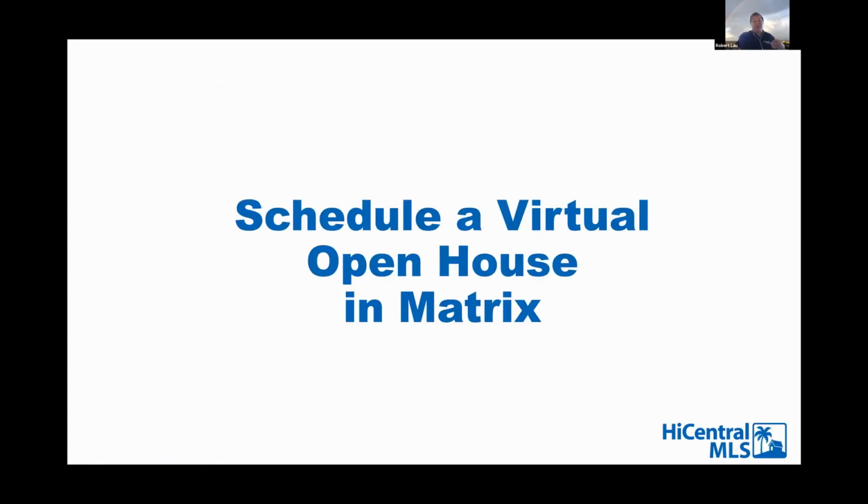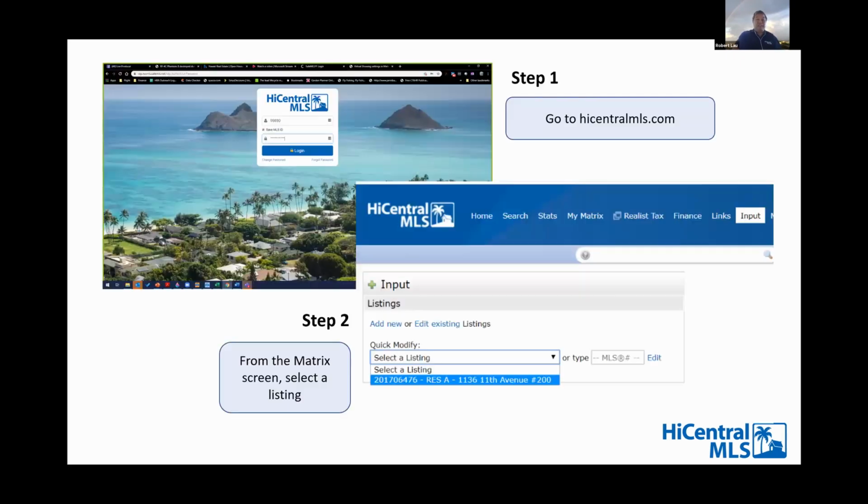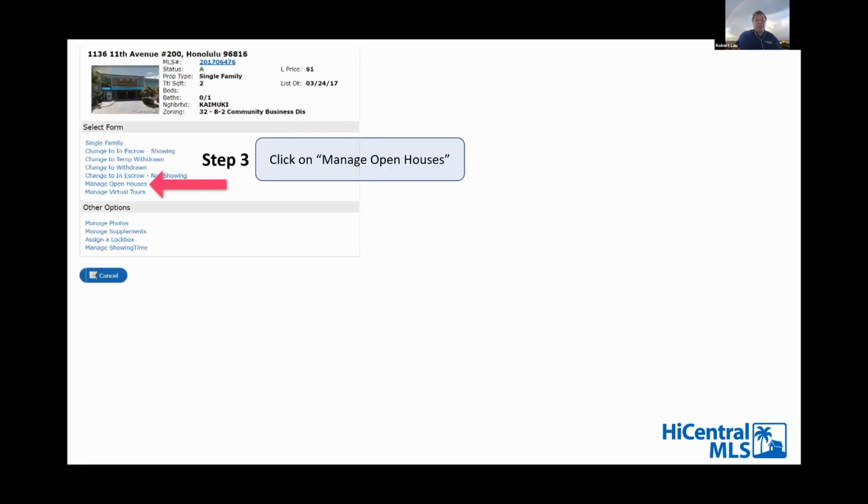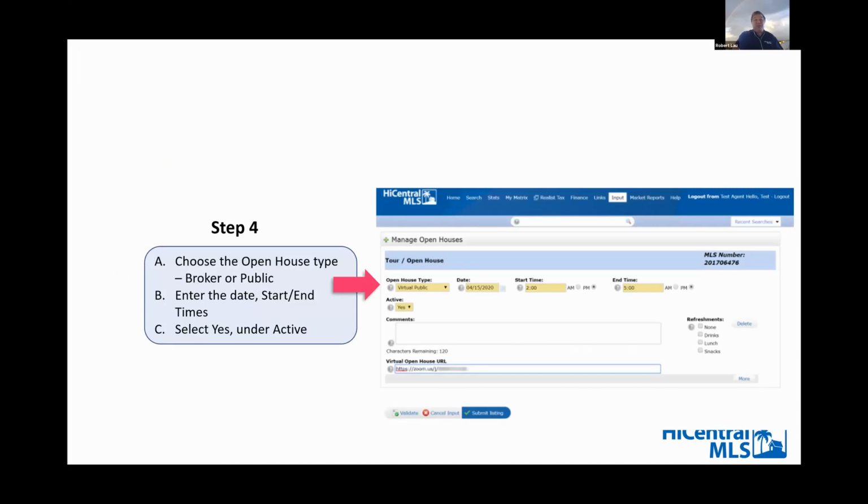Okay, so now we're going to go into the Matrix side and enter the open house. We log into Matrix, go to the input module, and then select the listing. Here we click on Manage Open House. Then in the Manage Open House module, we choose the virtual open. We type in the date and time, and under active, select yes. If you select no, it's not going to publish, but if you select yes, it will publish.